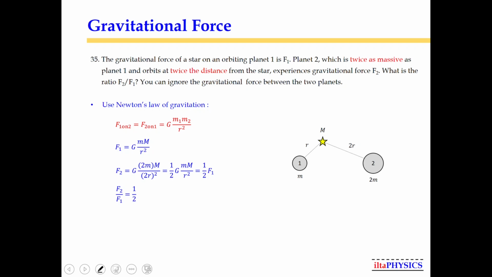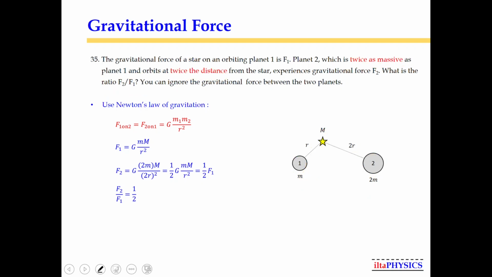Problem number 35 is the most basic type of problem applying the law of universal gravitation. It says there is a star in space, and this star is twice as far from planet 2 as it is from planet 1. Also, the mass of planet 2 is twice the mass of planet 1. The question is asking for the ratio of the forces that each planet exerts on this star.